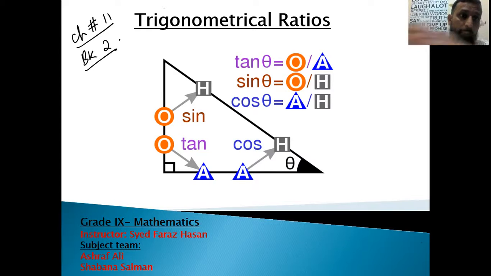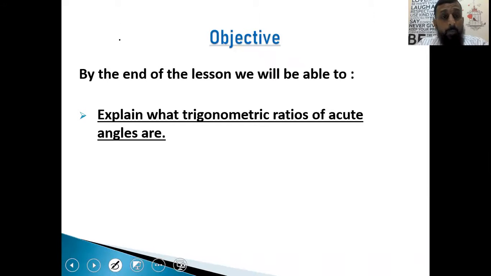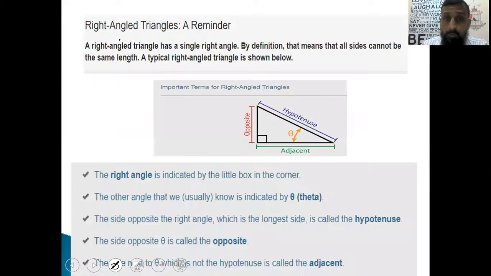All right, dear students. So our learning objective for today: by the end of this lesson, you will be able to explain what trigonometrical ratios of acute angles are. So, dear students, again, to understand this, we need to focus on right angle triangle. Now, what is a right angle triangle?